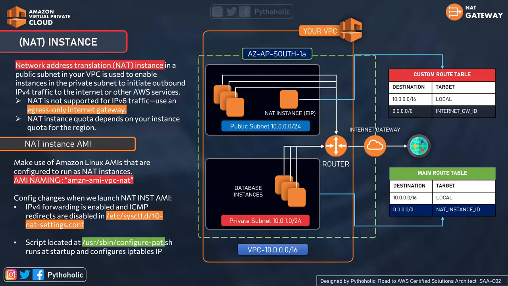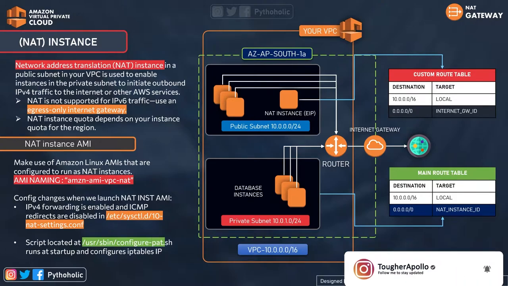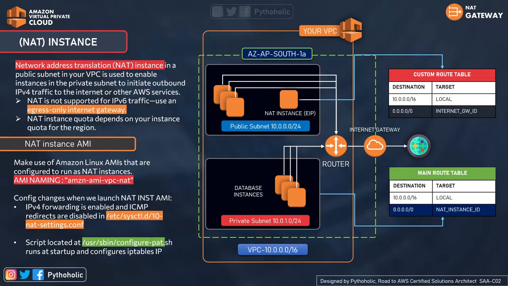So the NAT, or Network Address Translation instance, like your NAT gateway, resides in your public subnet and helps enable instances in the private subnet to initiate outbound IPv4 traffic to the internet or other AWS services. This as well does not have support for IPv6 traffic, and for that you have to go for the egress only gateway. And the NAT instance quota depends on your instance quota for that region, because it's an EC2 instance. So that will be applicable as per the charges that are incurred in that region.